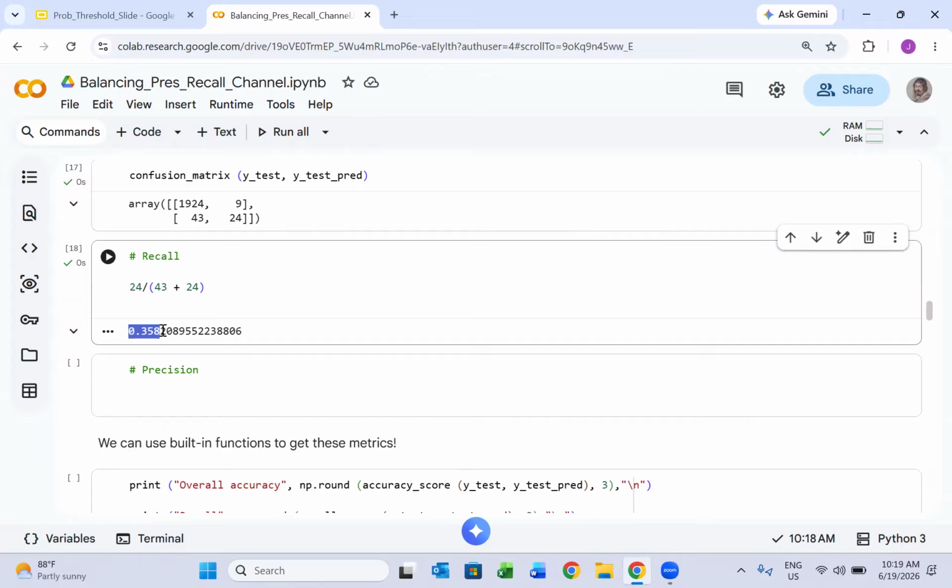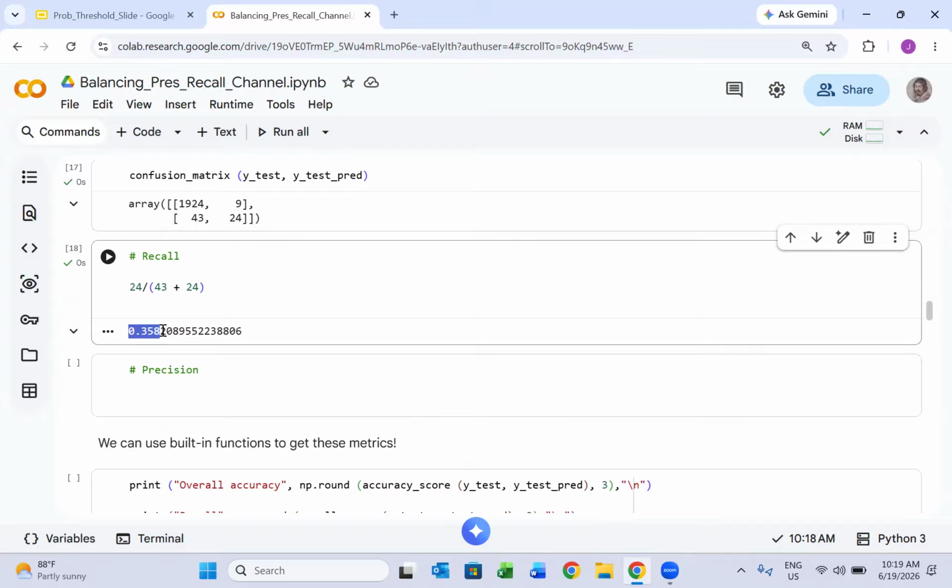Why? Because 36% is telling us that among all the actual observations that belong to the positive class that the model encounters, it only correctly identifies 36% of them. So it misses 64% of the actual positive observations that the model encounters. It's very, very low recall, guys, okay?